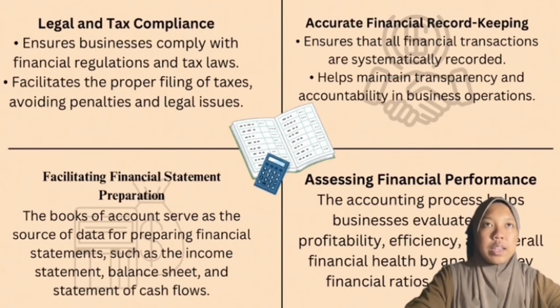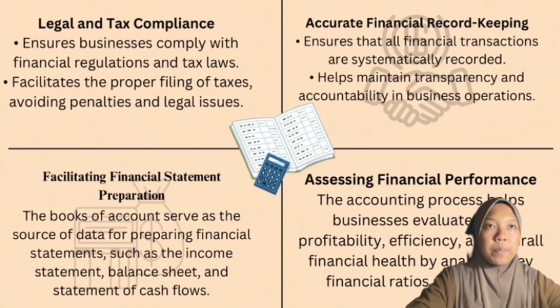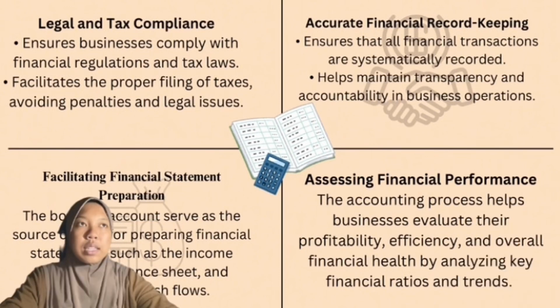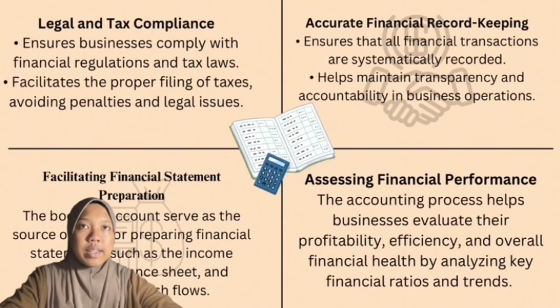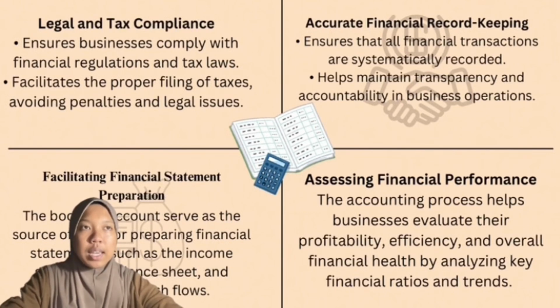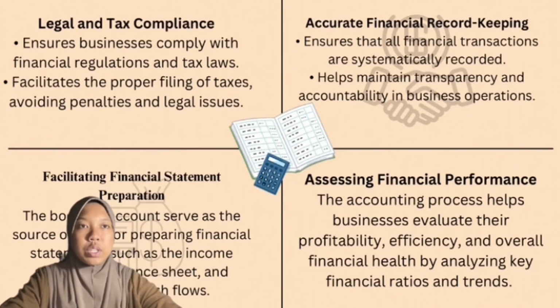Next, facilitating financial statement preparation. The books of accounts serve as the source of data for preparing financial statements such as the income statement, balance sheet, and statement of cash flow. Next is assessing financial performance. The accounting process helps businesses evaluate their profitability, efficiency, and overall financial health by analyzing key financial ratios and trends.